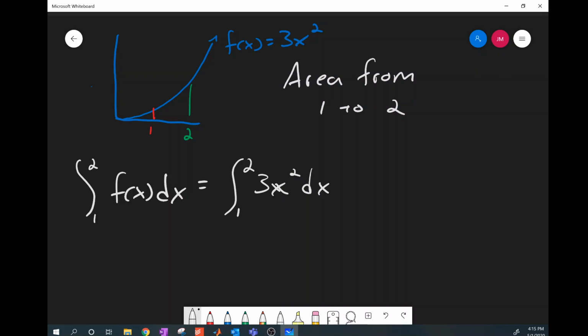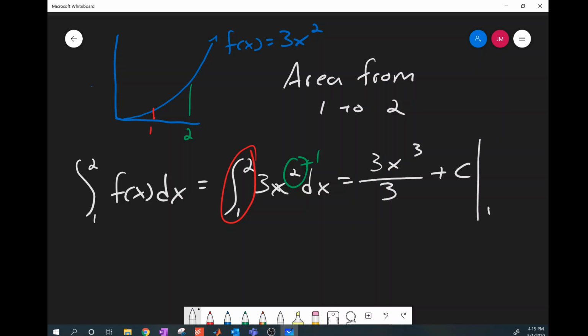We're going to use the same rule that we used before. So I take my exponent and I add 1. So I'm going to have 3x cubed. And I'm going to divide by my new exponent, so 3. My dx becomes plus c. Now we haven't used our 1 and our 2 yet, so we're going to save them, keep them at hand so we don't forget about them. At the end of the function, you're going to write a big, tall vertical bar. At the bottom, write your 1. At the top, you write your 2.